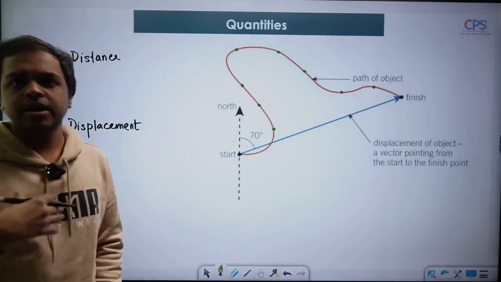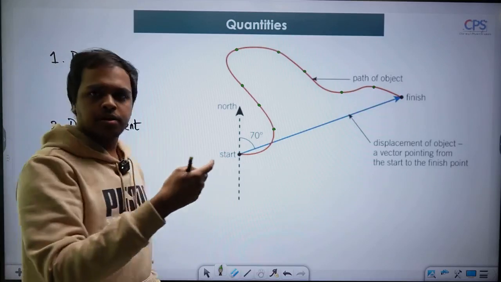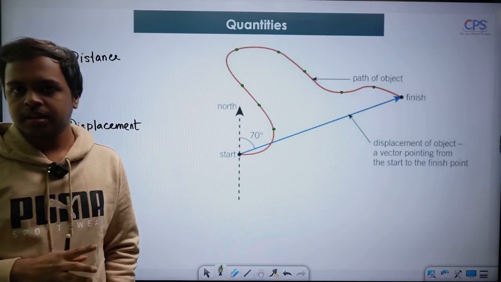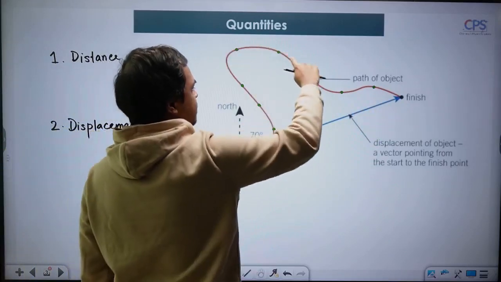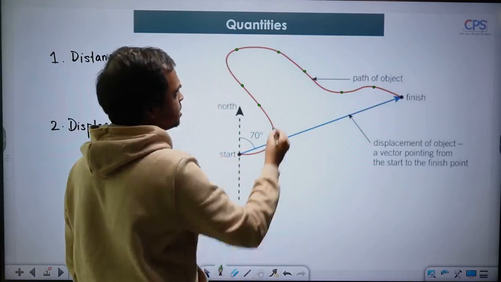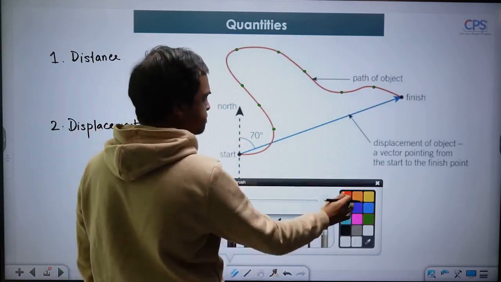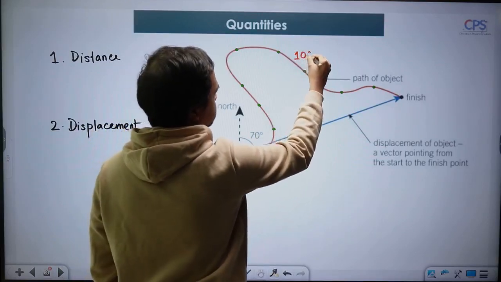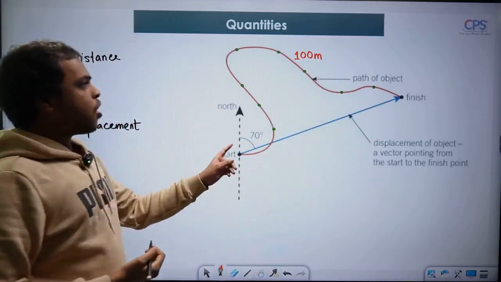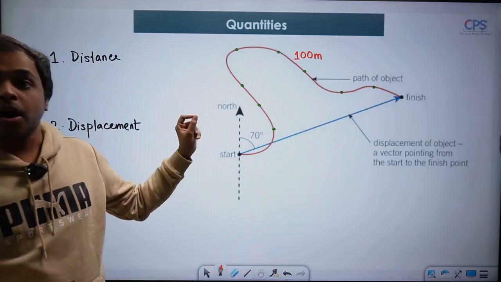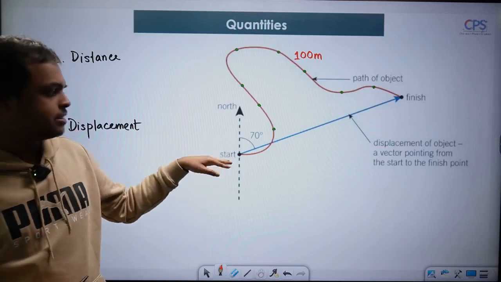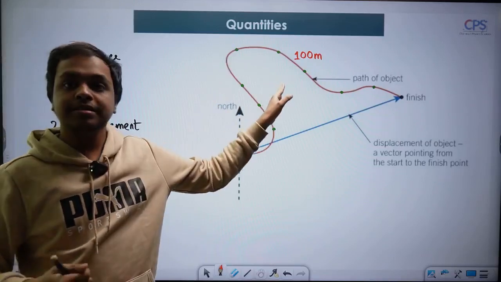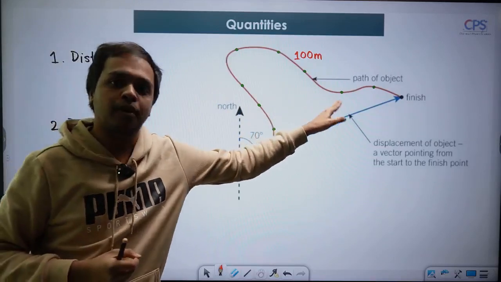In the physical world, every day, if we go outside, we cover a distance. That's a path, right? So let's say this path is about 100 meters. This is called distance, the path that we actually follow.